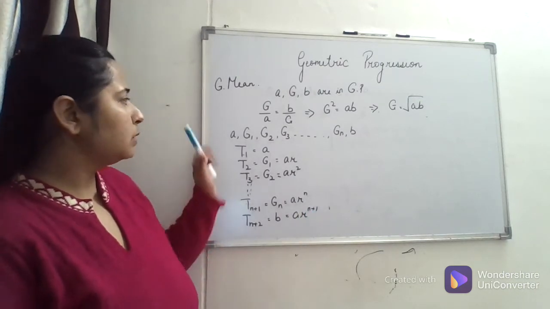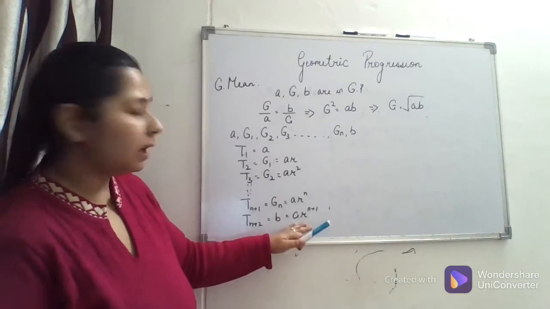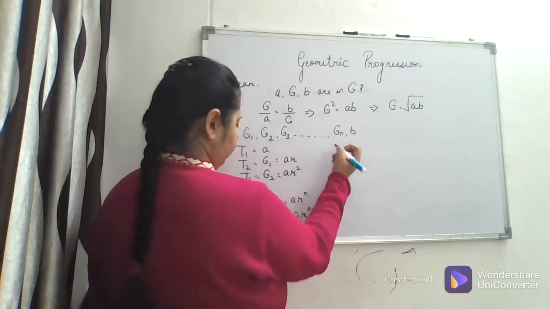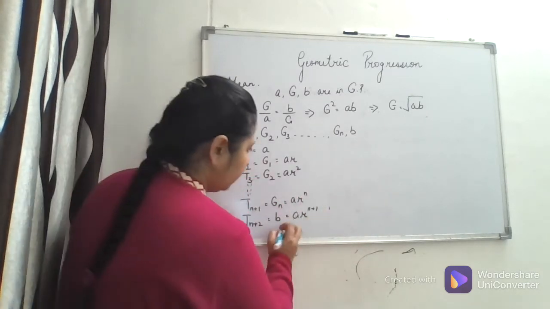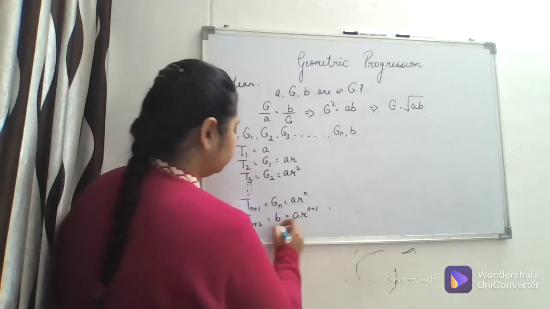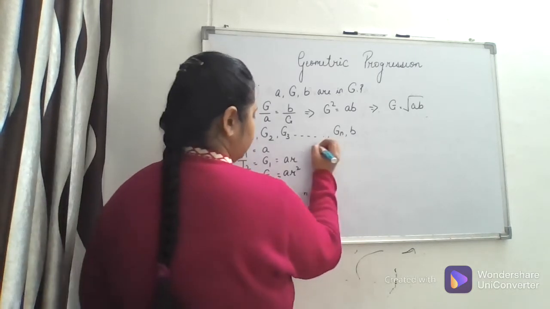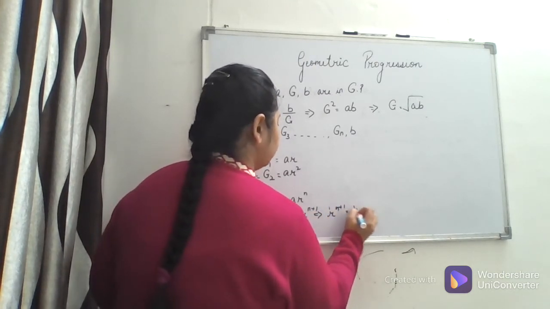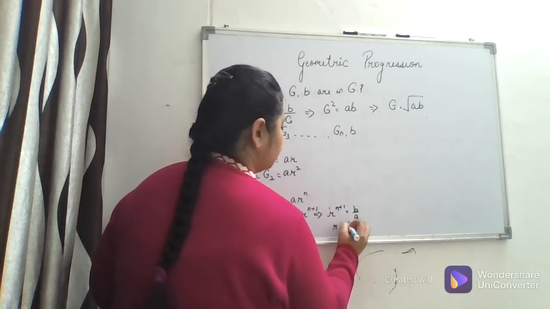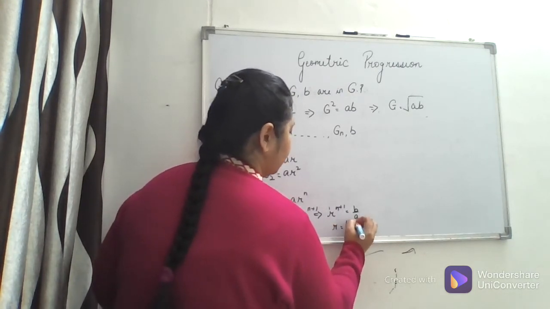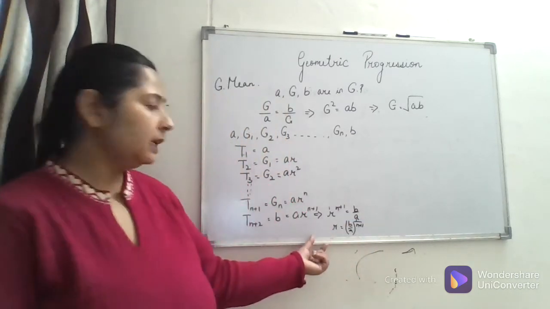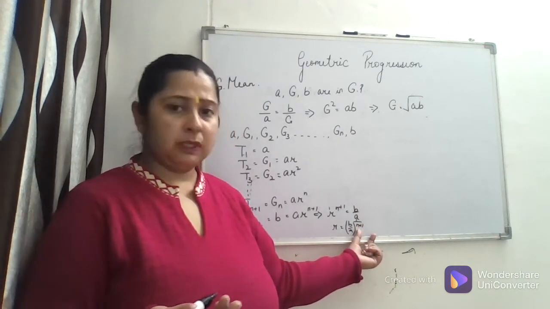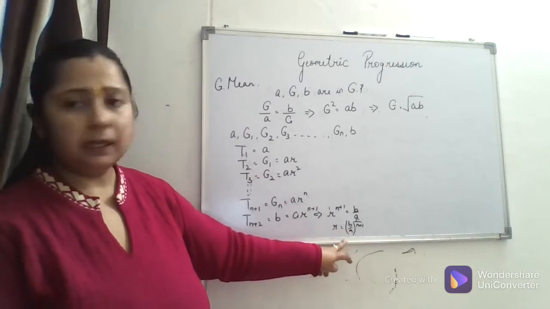So from here, if I want to take out your value of R, what will be that value? Considering this, you will find out that R to the power n plus 1 is equal to B by A, that is R is equal to B by A raised to 1 by n plus 1. If I am taking this to the other side, it will be the n plus 1th root of B by A.